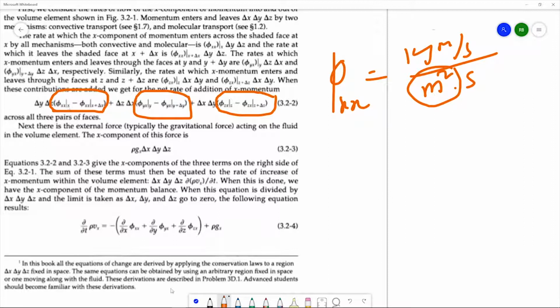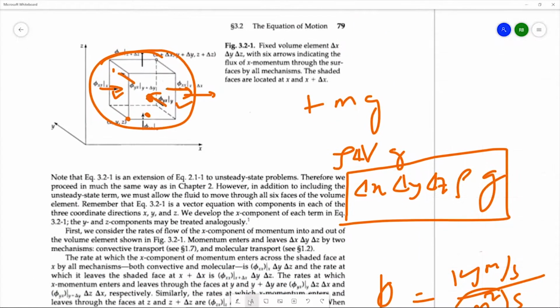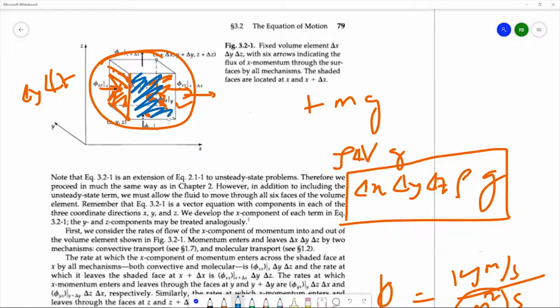So now if you see the diagram, I will consider phi xx, right? What is this area? This is nothing but this length into this length, right? So that is nothing but delta y, delta z, okay? This is the same for this face as well, okay? What is this surface area? This is in y direction, right? So this is nothing but length into breadth, so delta x, delta z. Okay. This is the same for this surface also. And thirdly, this surface and the bottom surface, right? So that is nothing but delta x, delta y. Okay.